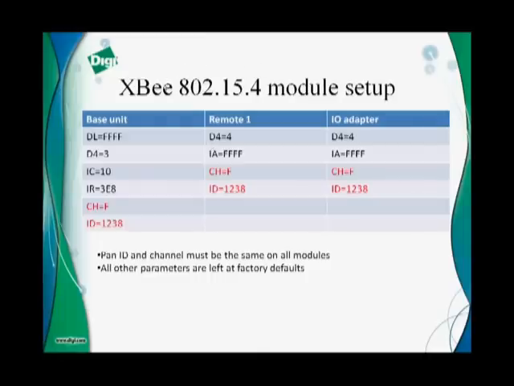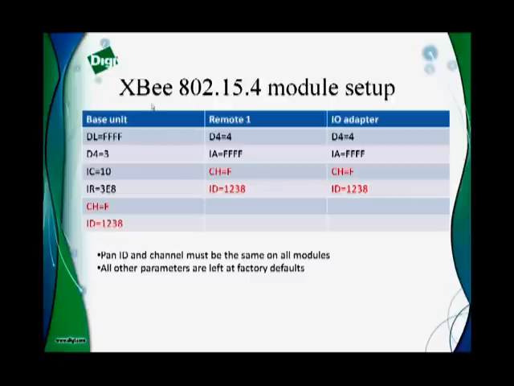This final slide shows all the settings of our three modules. We have on the base unit, DL set to FFFF, D4 is set to 3, or digital input, IC is set to hex 10, which is a bit mask enabling D4 to be sampled. The sample rate IR is set to 3E8, which is once a second. And on our remote units, we have D4 set to 4, which is digital output low, and the IA set to FFFF, which instructs the module to listen to instructions from any other module.